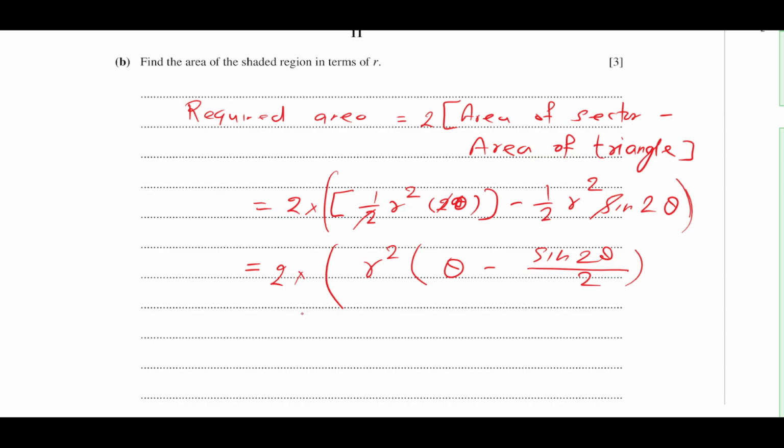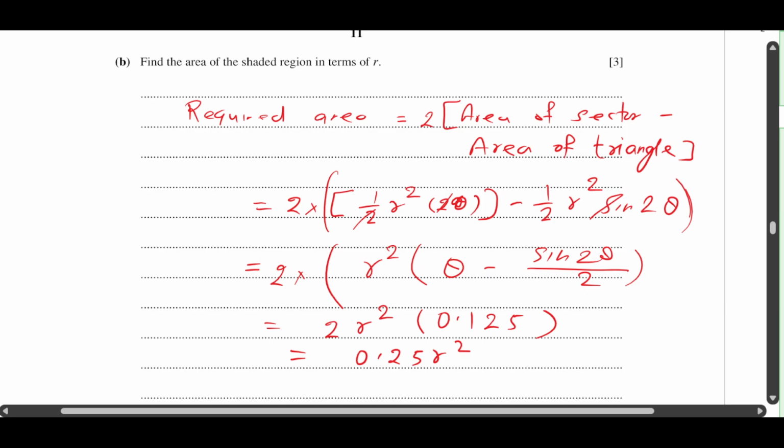Okay. So this is 2r square. Now sine 2 times your angle divided by 2. I have to subtract this from theta. So theta is cos inverse 5 divided by 6. Okay, so 0.125. So this will be 0.125 multiplied by 2 is 0.25. So 0.25 r square. So this is area in terms of r. Area in terms of r is what? 0.25 r square, or 0.250 we can say more precisely. Okay.